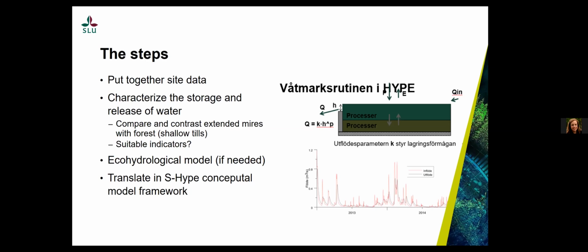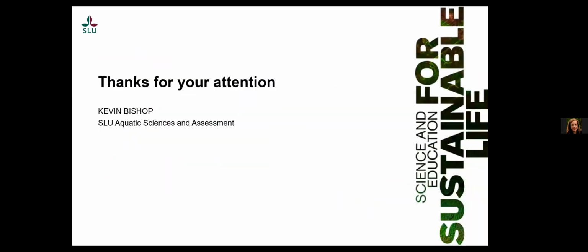Then we work hard on characterizing the storage and release of water by looking at the information we have on storage, rainfall, the hydrograph. And then it's time to think about models, possibly a very detailed ecohydrological model to start with. But in the end, it all needs boiled down into the S-HYPE, a relatively simple conceptual model that SMHI is using as the basis for many of their products. So thank you for your attention. That is the project.